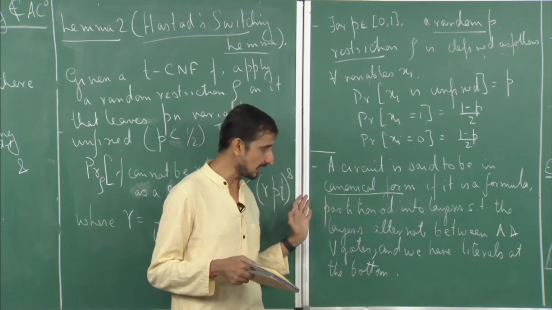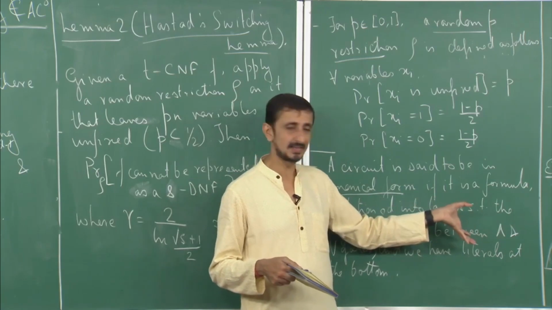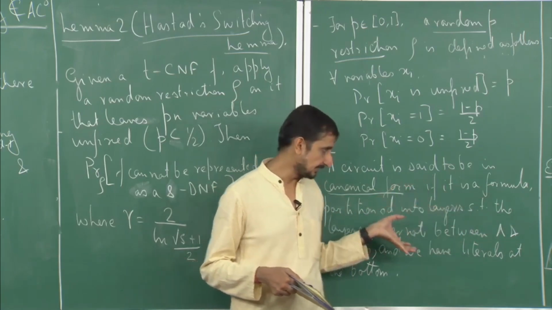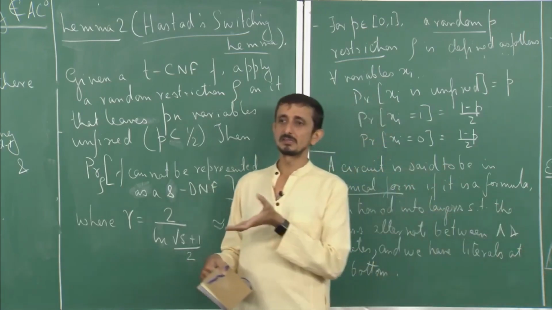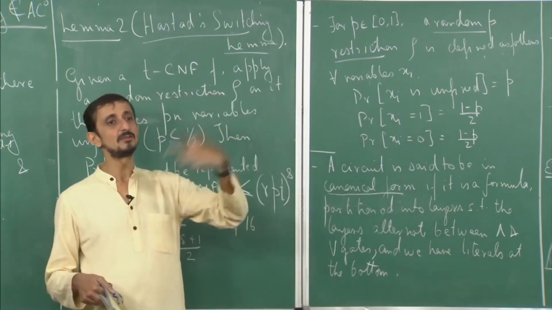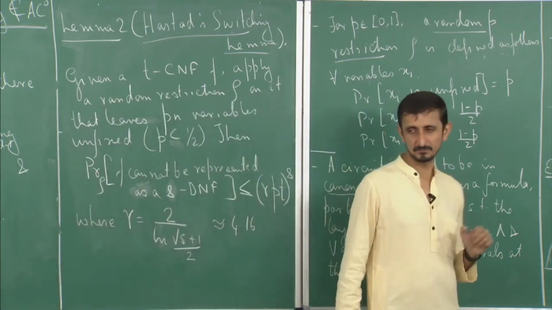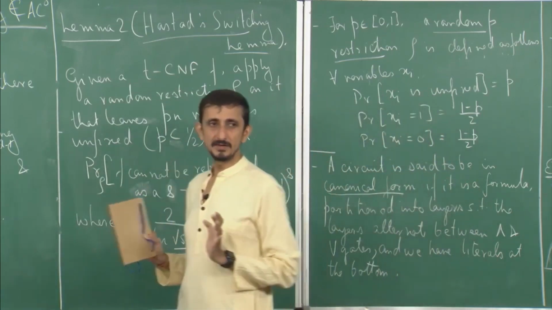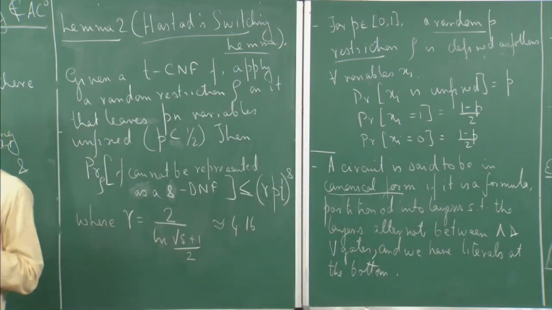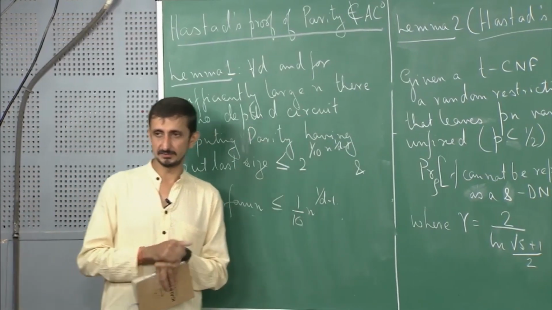Whatever unrestricted variables I have, the circuit is also computing parity on those unrestricted variables, because if I flip any one of those unrestricted variables, the value of the parity function changes, and that would give us a contradiction. So, this is roughly the intuition as to how the proof will proceed. Now let us look at the details. Any questions?